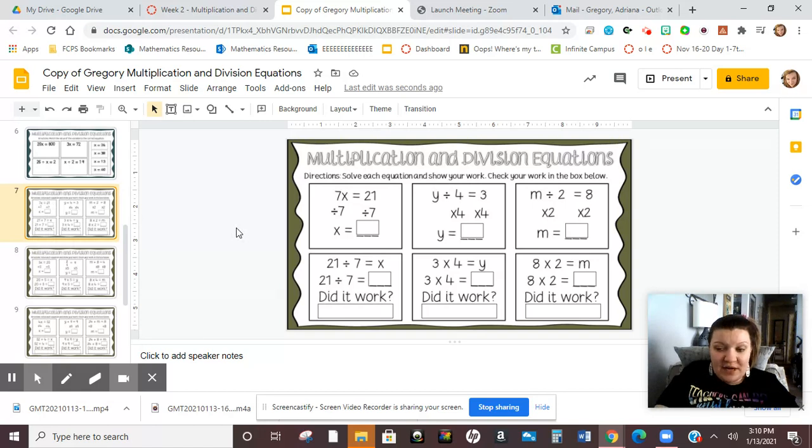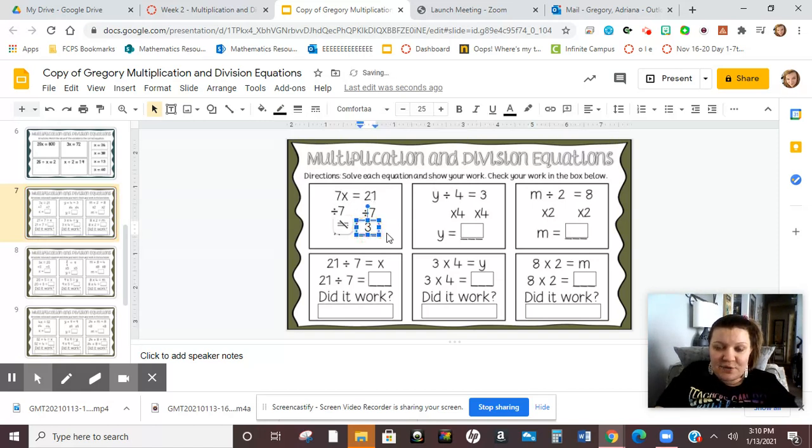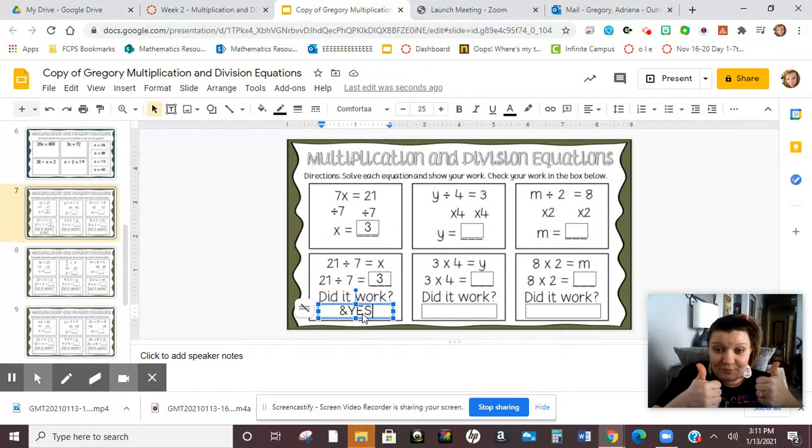All right, I'm ready to start slide 7. Slide 7 is just like we did on Monday and Tuesday. I'm going to do the inverse or opposite operation. What's the opposite of multiply? It's divide. So 21 divided by 7 is 3. So I'm going to type a 3 here, and we are going to check. Is 21 divided by 7 actually 3? Yes, it is. So I'm going to type yes. I checked my work, and it works.